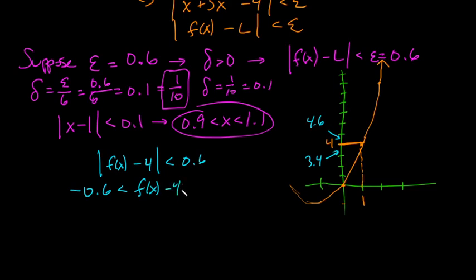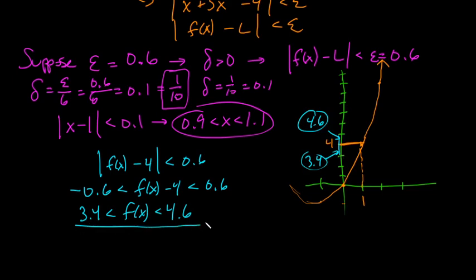So just do the usual thing here. When you add 4 to everything, 4 minus 0.6 is 3.4, and 4 plus 0.6 is 4.6. So that's where I got these numbers from. So that's the interval, right? f of x should be between these two numbers, 3.4 and 4.6.